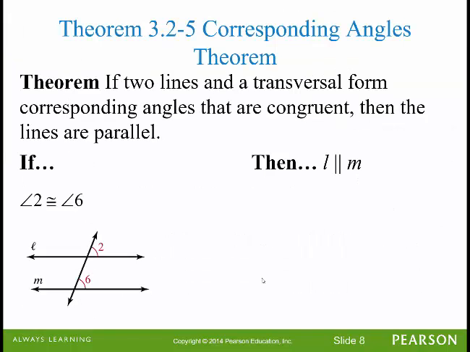All right, let's do another theorem. And this is called the corresponding angles theorem. If two lines and a transversal form corresponding angles that are congruent, right, then the lines are parallel. So if we have line L and line M that are cut by a transversal, right, and the corresponding angles here, which are angle 2 and angle 6, are congruent, then we're able to say, you know what, line L and line M are parallel.